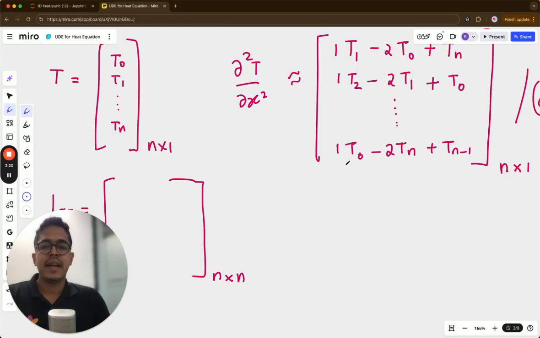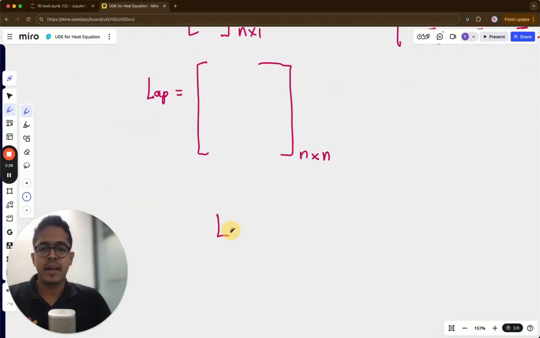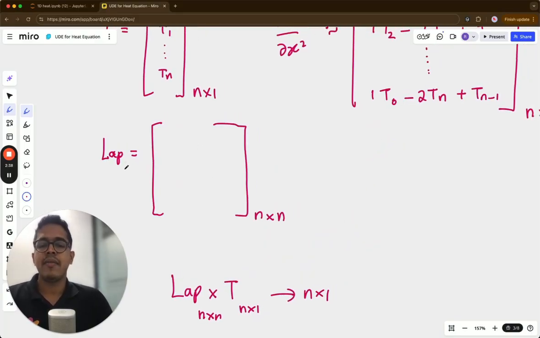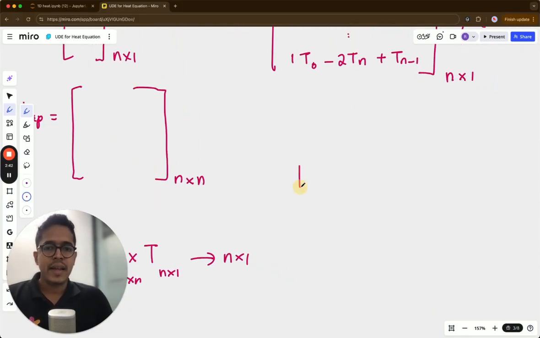How can we get this? If we multiply some Laplacian matrix and T. So this is matrix multiplication. This is n by n, this is n by 1, and the resultant is also an n by 1 matrix, which should be this. So what should the values inside this Laplacian matrix be? Let's say this Laplacian matrix was like this.